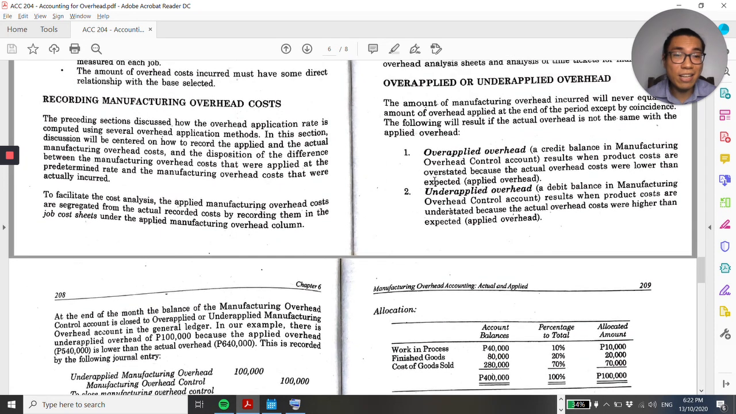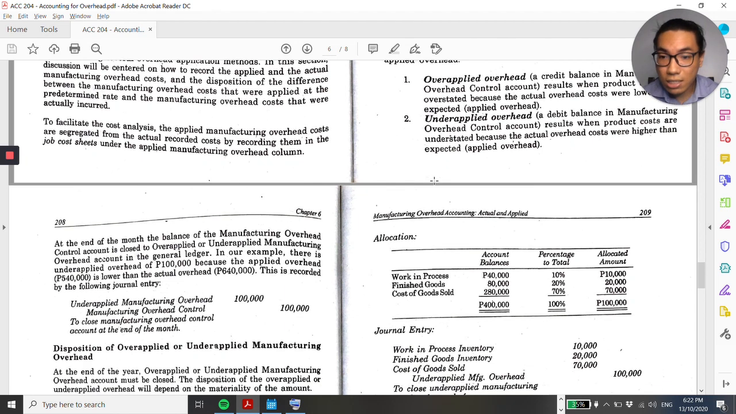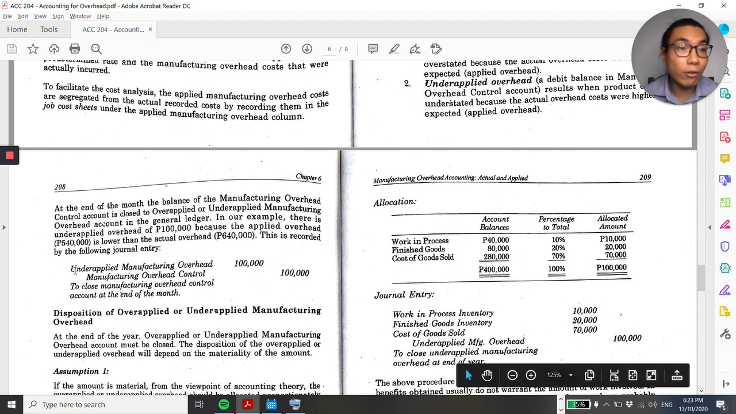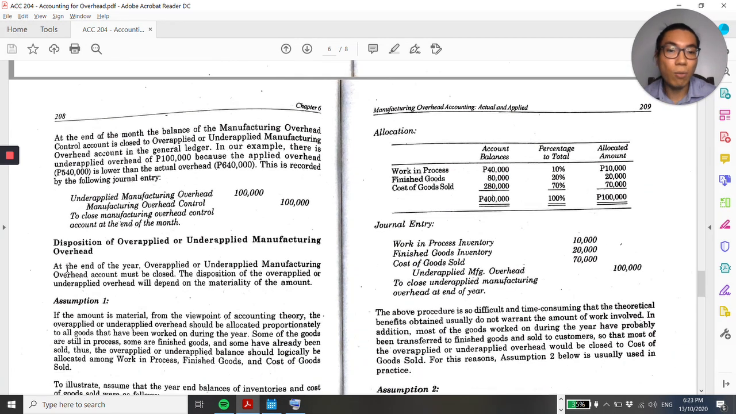Pero para reference nyo na din, ano ba yung nagiging proforma entry natin for the under application or over application of overhead cost. So we'll have a debit if under applied, meaning mas malaki. Pag under applied, mas malaki yung actual costs natin as compared to the applied overhead cost. Kaya under applied siya. So kapag ganun, we need to debit under applied manufacturing overhead and credit to the manufacturing overhead control. And opposite naman siya kapag meron tayong over application.